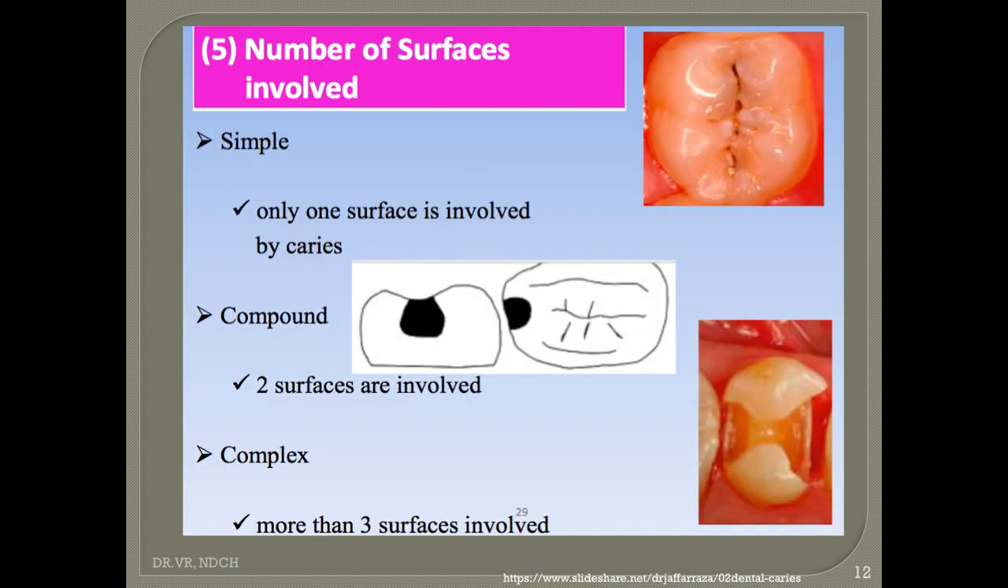Yet another classification, depending on the number of surfaces involved, is called simple, compound and complex. Simple is when only one surface is involved. Compound is when two surfaces are involved. Complex is when more than three surfaces are involved. So these are the various types of classifications of caries.